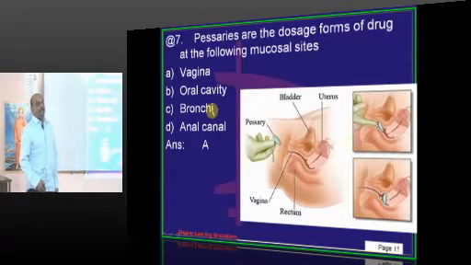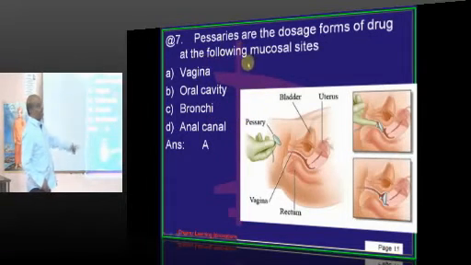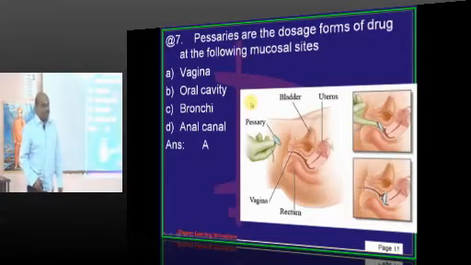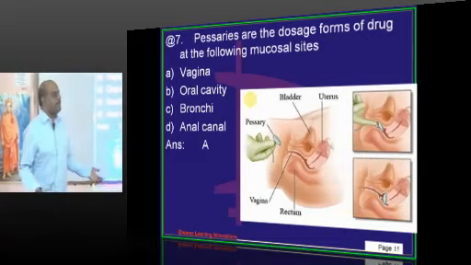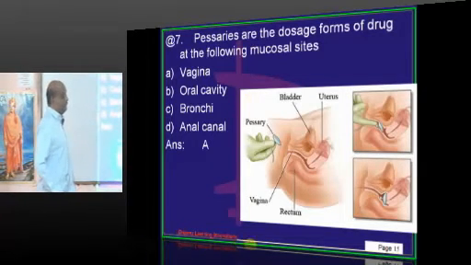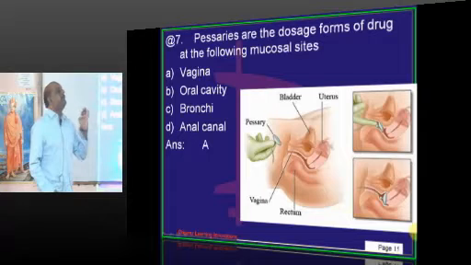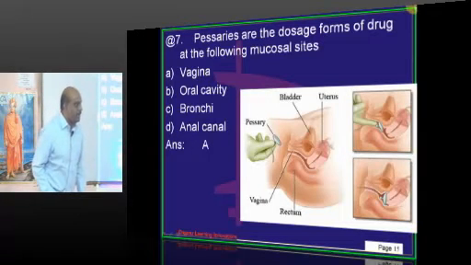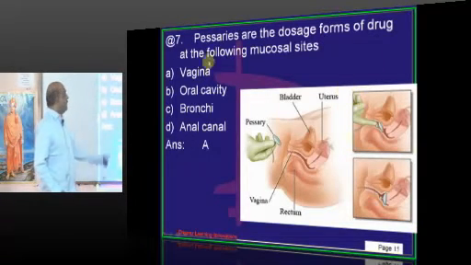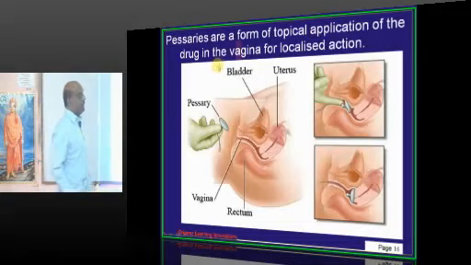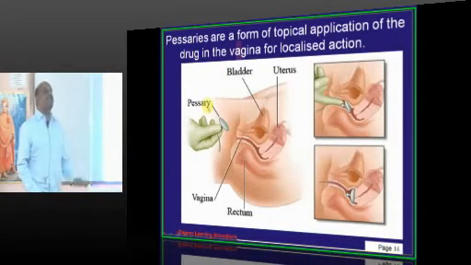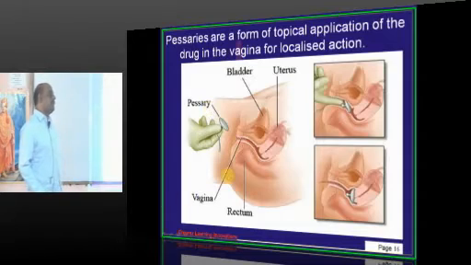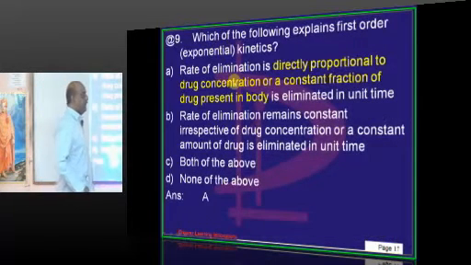Pessaries are dosage forms of the drug for a mucosal site. Generally we use the word vaginal pessaries. One of the common high-yield issues for the examiner is routes of administration of drugs, a very common topic on which questions come. So where do we use pessaries, doctor? Basically for any topical application into the vagina for a localized action, we use what are called vaginal pessaries.